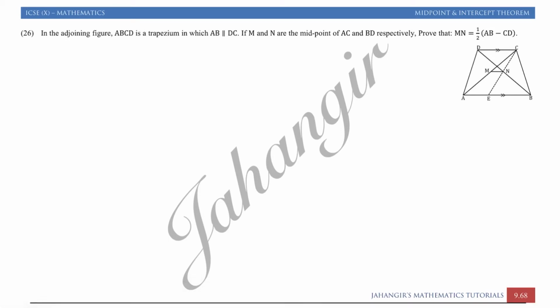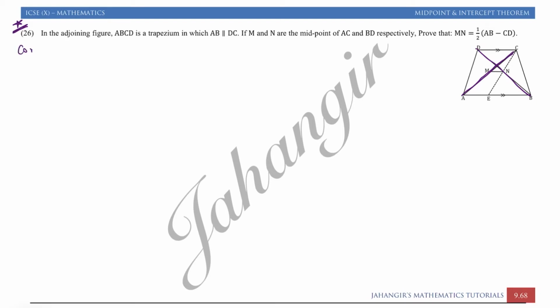In the adjoining figure, ABCD is a trapezium in which AB is parallel to DC. M and N are the midpoints. M is the midpoint of AC and N is the midpoint of BD, respectively. Prove that MN is equal to half AB minus CD. This is an important question and a little bit tricky.